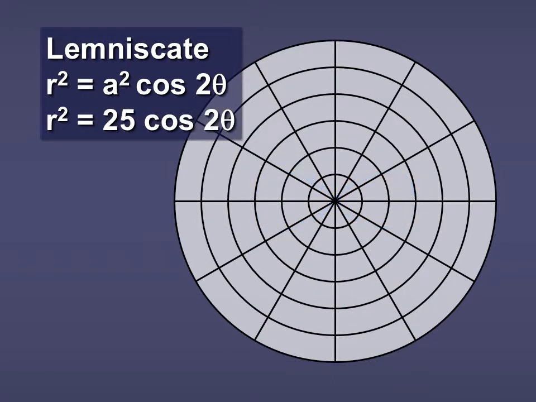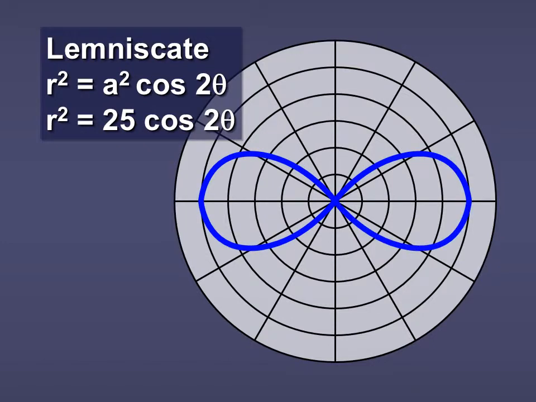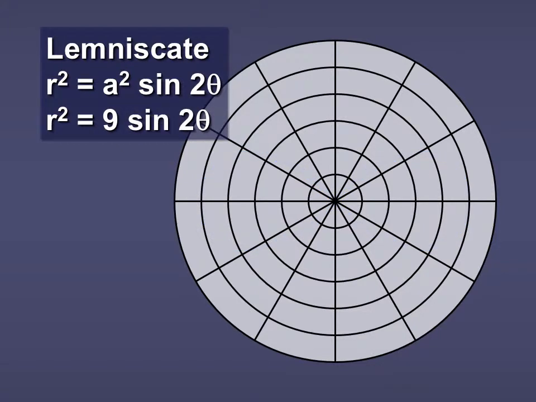What about 25 cosine 2 theta? So your a is now 5. So yes, now you will be 5 away from the origin. We can also have r squared equals a squared sine 2 theta. And when that happens, it's still going to be a figure 8, but it's going to be tilted, so it's going to be on a diagonal. And notice that the a value still tells you how far away from the origin you are. So it's also really good to know how to do this without your graphing calculator, just using the information.